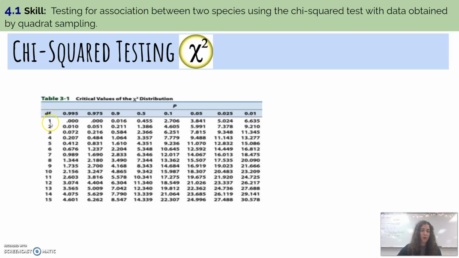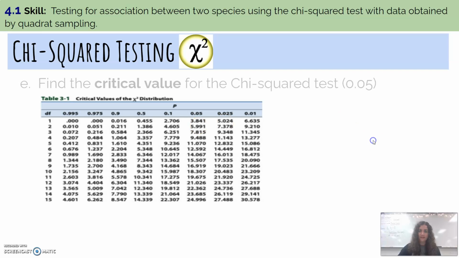So if you calculated 1 degree of freedom, you would go over, and we pretty much always use 0.05 for that p-value. That just means we're looking for 95% statistical significance. So with 1 degree of freedom and 0.05 for the p-value, you would be looking at a critical value of 3.841. And we'll talk more about that value and how it gets used in the next slide.